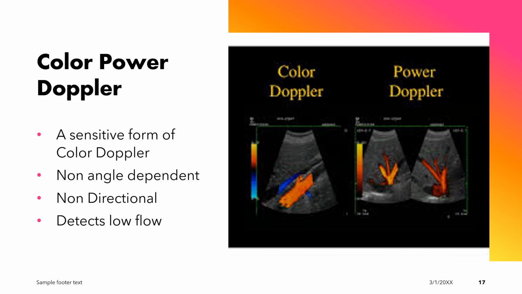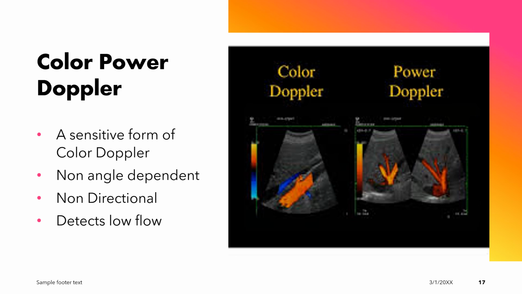Okay, another mode. So after our color and spectral Doppler, we have something called color power Doppler. Sometimes it's called color angio or power angio. And this is a very useful mode that we can use, especially in low flow areas.